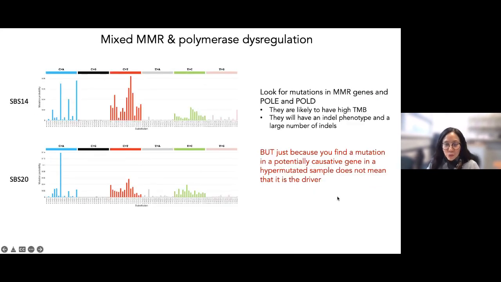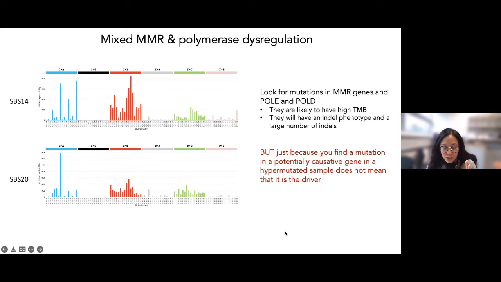That's the message. Okay, this is not an unusual scenario where you get a mixture of mismatch repair deficiency with polymerase dysregulation. So signature 14 and signature 20 have been reported by others, not by us, by the Broad, in fact, as being due to a mixture of mismatch repair deficiency and polymerase mutants. The one at the top is, I think, mismatch repair and Pol-E. The one at the bottom is mismatch repair and Pol-D. They will have a high tumor mutational burden. They will have a high indel phenotype. But we haven't always been able to find the cause. We haven't always been able to find a genetic cause or an epigenetic cause.